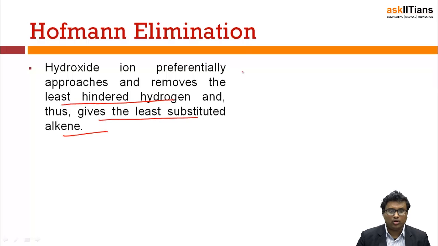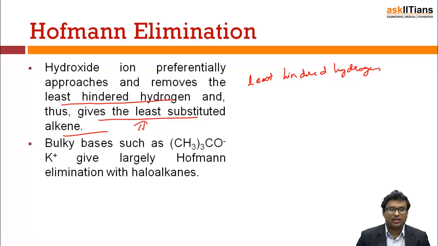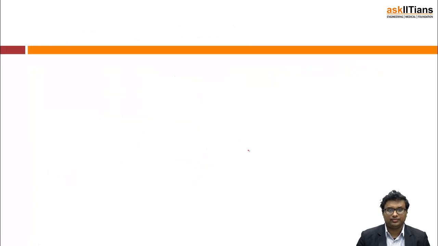So this is an important point, right? Because you have hydroxide ion, it preferentially approaches and removes the least hindered hydrogen. So the least hindered hydrogen is removed and gives the least substituted alkene. Once you have bulky bases like potassium tert-butoxide, they largely give the Hofmann elimination. So Hofmann elimination with haloalkanes. This is also an important point.